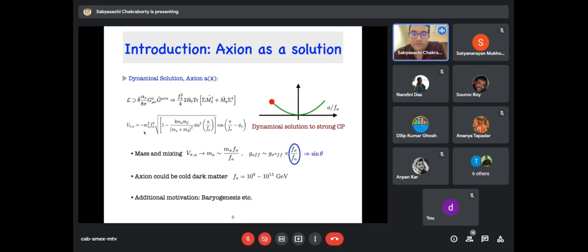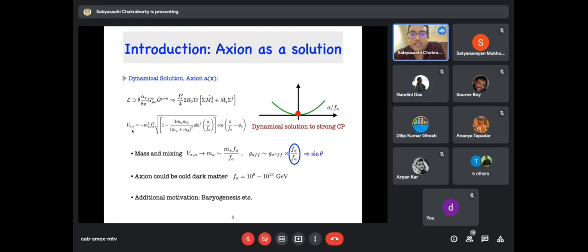Good. So the potential for our case, let's simplify matters with a two flavor scenario, and this is the pion axion potential. And the main point is this potential naturally minimizes to zero. Therefore, it dynamically solves the strong CP problem. So A over FA, or essentially A over FA plus theta bar, minimizes to this field value, which is zero. So you don't have to fine tune theta bar to be very small, but it is a dynamical solution where the minimization occurs at the origin.